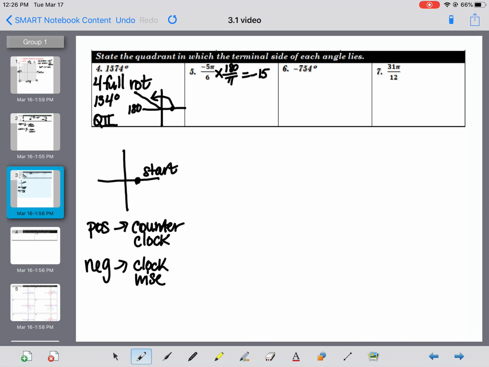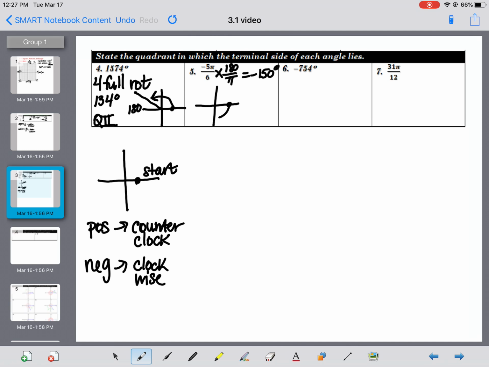I'm going to get negative 150 degrees. Okay, so if I map out my angle rotation, I start here. Negative, I'm going to have to go clockwise.